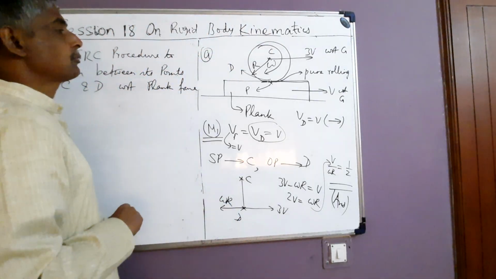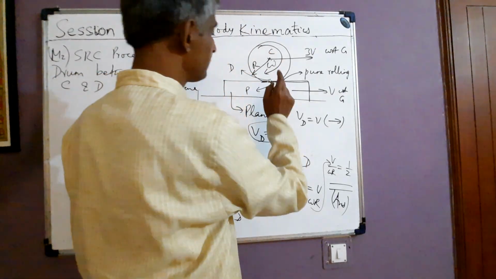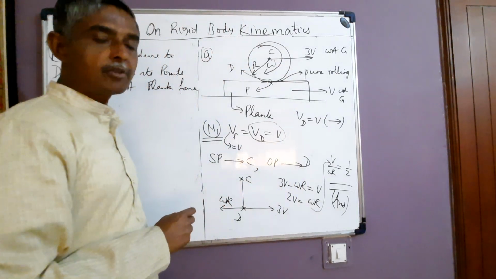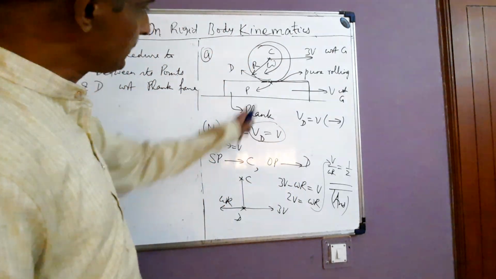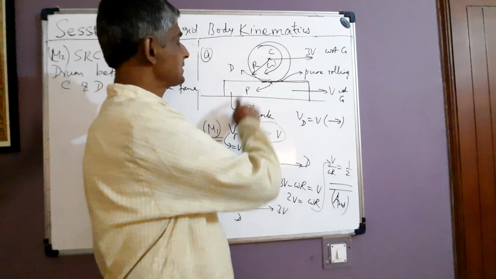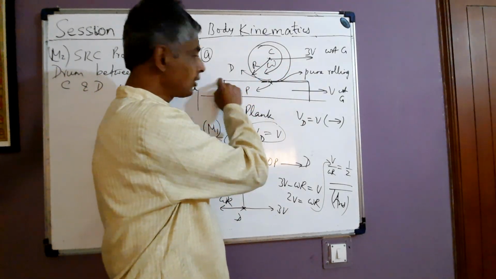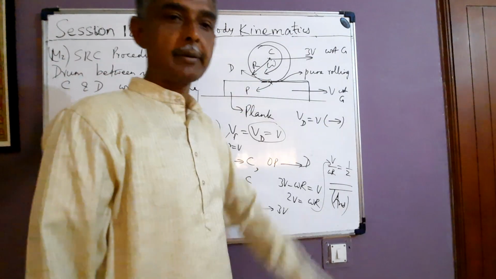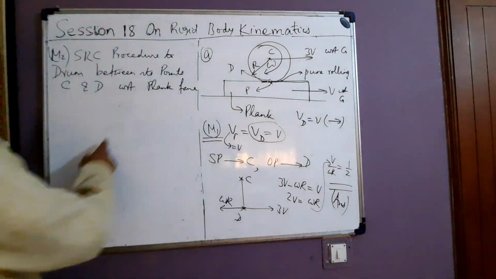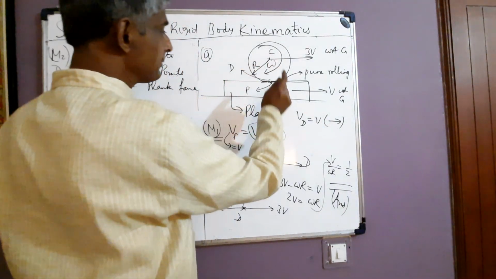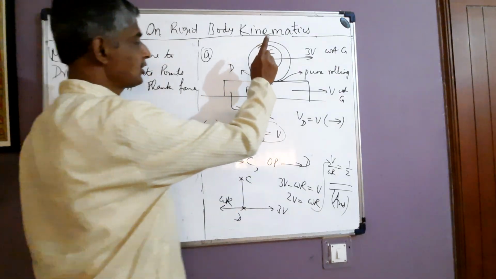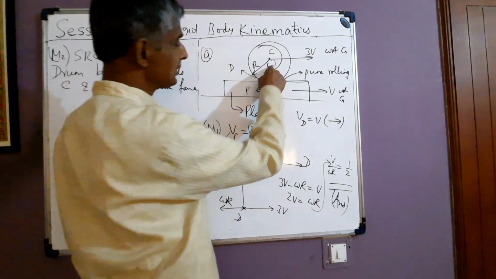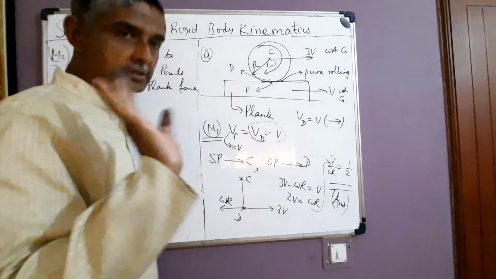If we apply SRC procedure to the drum between the point C and D in the frame of plank, all the velocities and angular velocities have to be taken with respect to plank. If you apply SRC to the drum between the point C and D in ground frame, all the velocities in the given problem have to be taken with respect to ground frame. So before we apply SRC to the drum between the point C and D in plank frame, we must know the velocity of point C of drum and its angular velocity with respect to plank frame. First we have to do this.